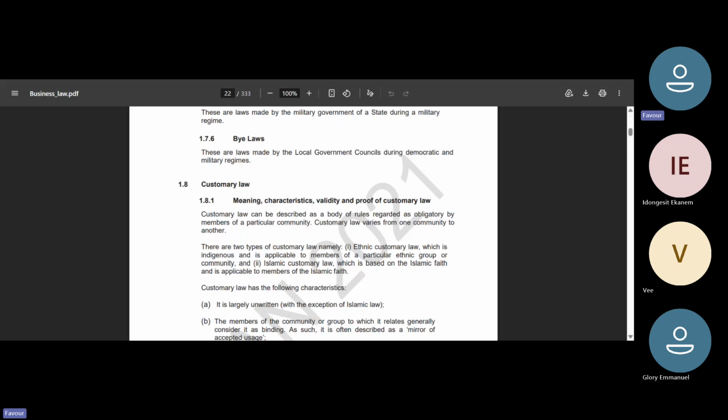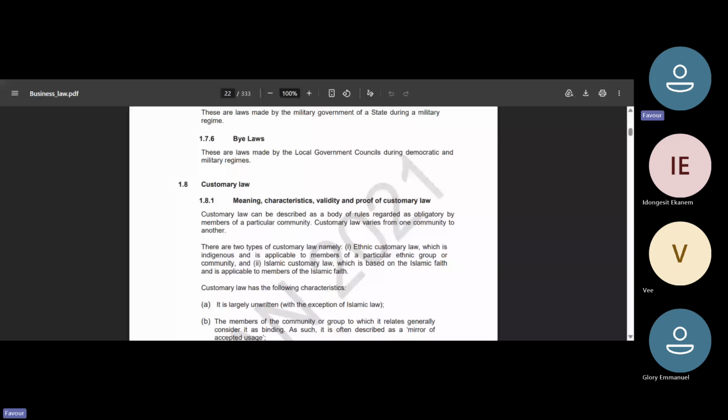So there are two types of customary law. They have the ethnic customary law, which applies to members of a particular ethnic group, for example, the Igbos, the Hausas, the Yorubas. Then we have the Islamic customary law, which is based on the Islamic faith. So always remember that there are two types of customary laws. The first is ethnic, which applies to people of a particular ethnic group, and the second is the Islamic, which is based on the Islamic faith.